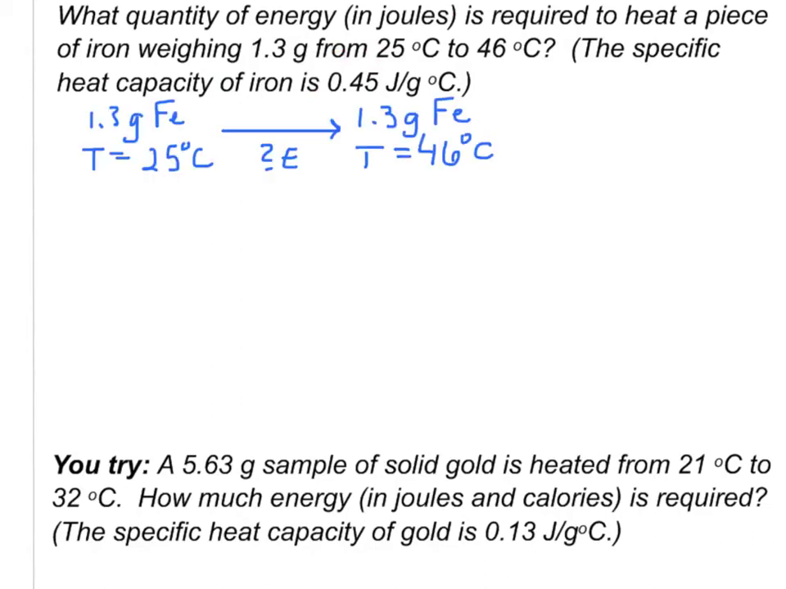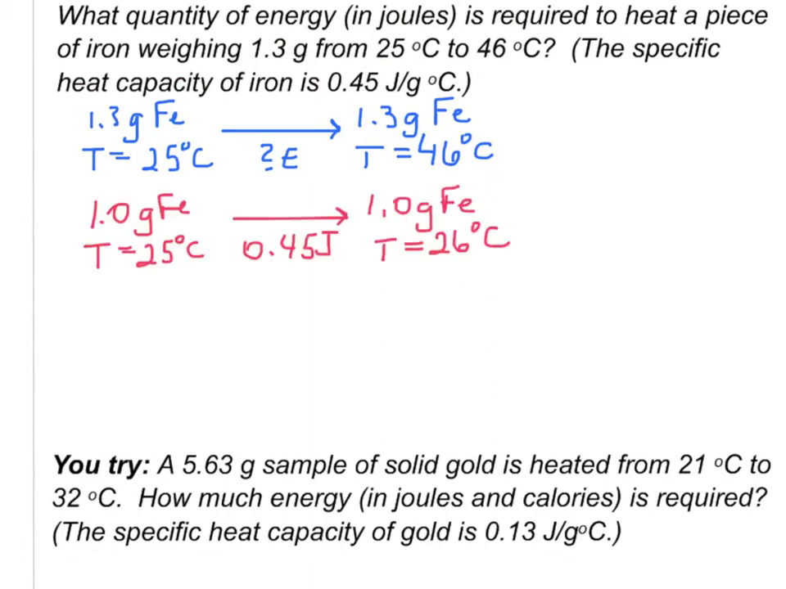So here, I just wrote it out like we did before. How much energy is going to be required to take 1.3 grams of iron at 25 degrees Celsius and take that exact same 1.3 grams of iron to a temperature of 46 degrees Celsius? We can step back and look at just 1 gram of iron, because the heat capacity of iron is 0.45 joules per gram degree Celsius. So we know that it takes 0.45 joules of energy to take 1 gram of iron and raise it just 1 degree. So this is true.